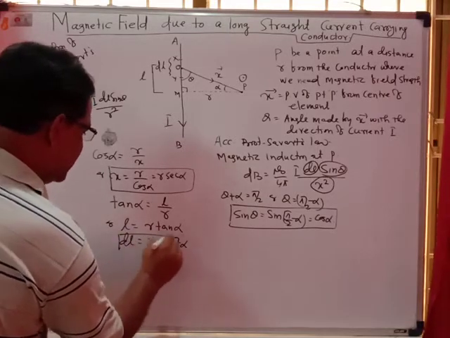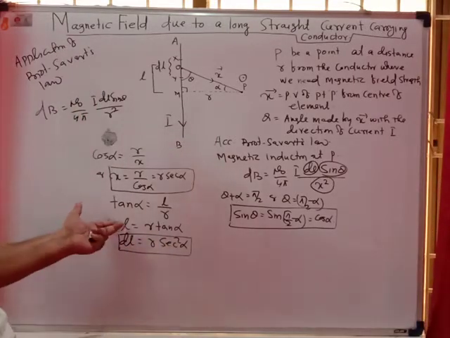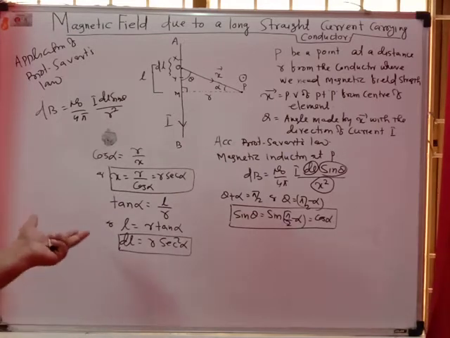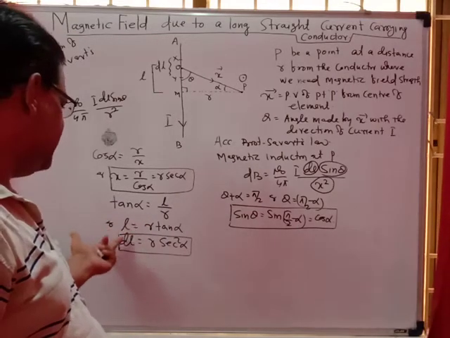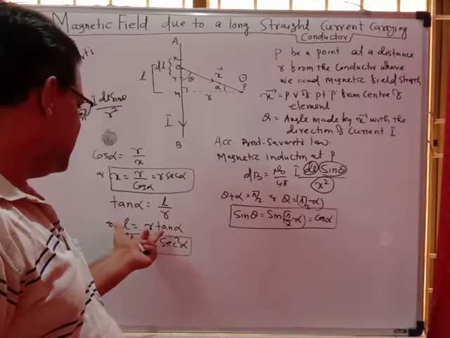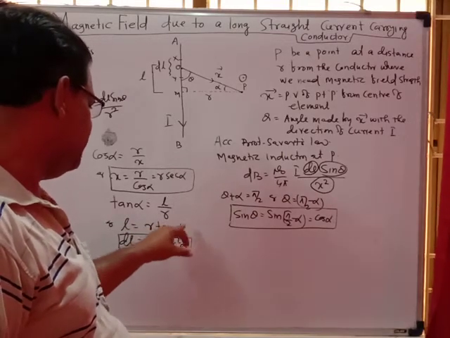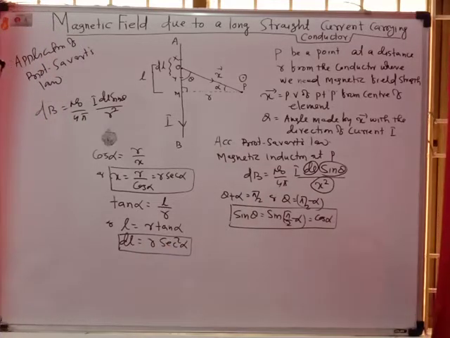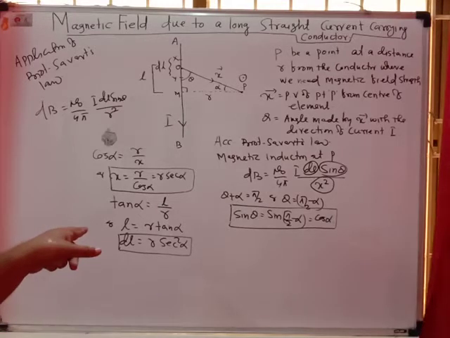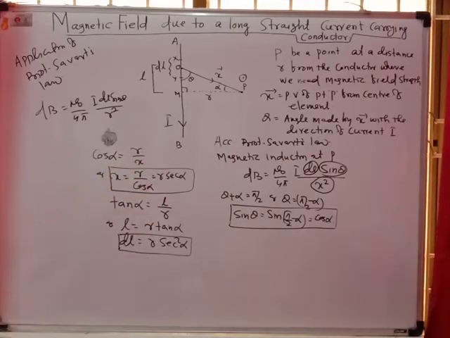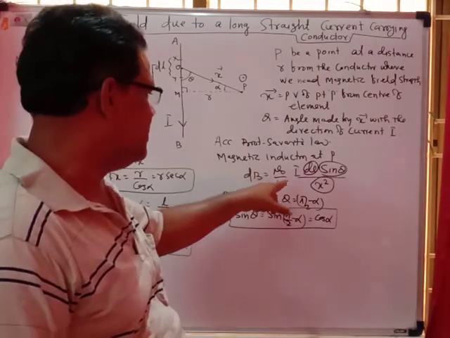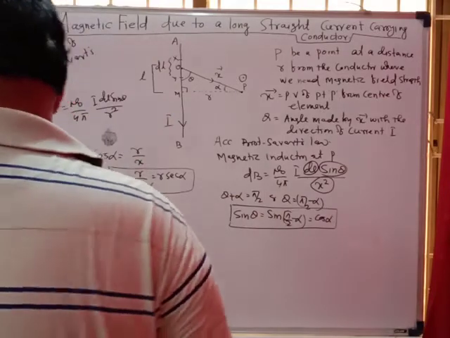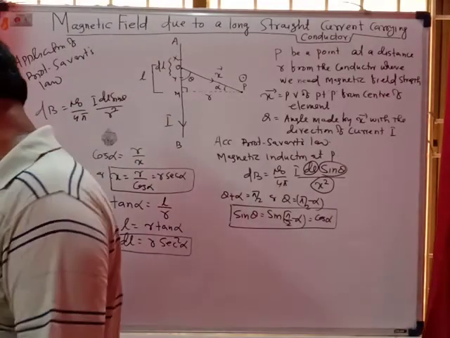If you differentiate L with respect to alpha, dL upon d alpha, R tan alpha differentiates to R sec square alpha. So dL equal to R sec square alpha. This is clear. You have found dl, and in dB equal to mu naught by 4 pi I dl sin theta upon x square, you can put these values.